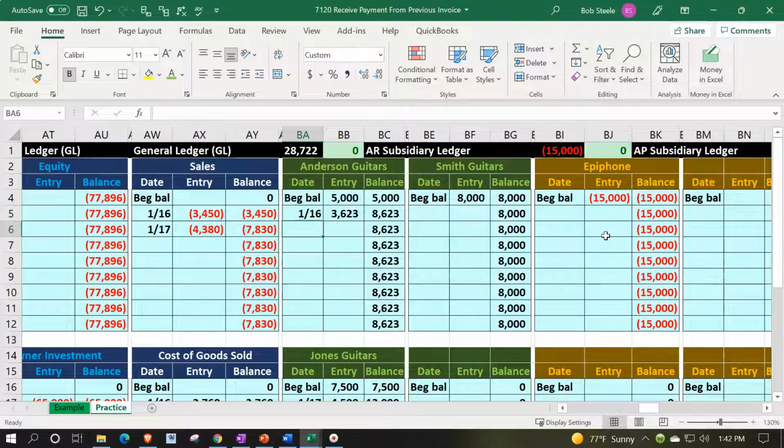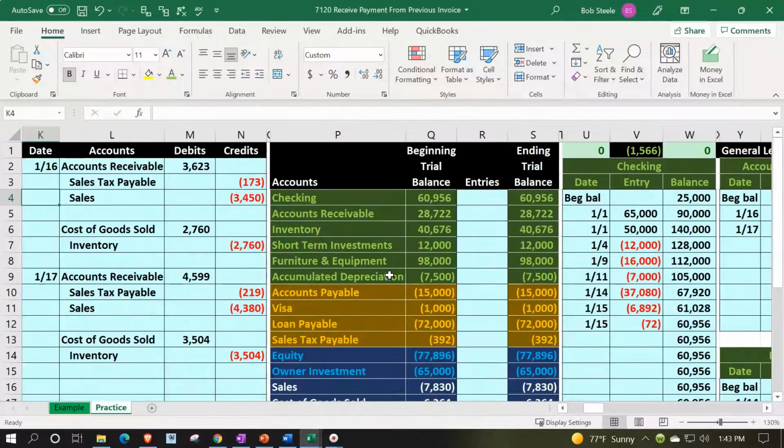We're going to say that Anderson here is the one we're getting a payment from. Anderson owes us $8,623, but we're only going to be collecting that $5,000, which was the beginning balance that we set up for an invoice that was entered. We're imagining in a prior accounting system, and we're going to be receiving that $5,000. So let's go all the way back to the left and do the journal entry.